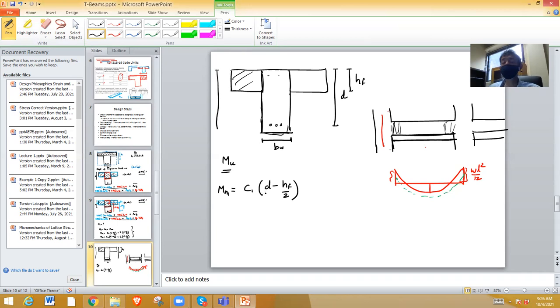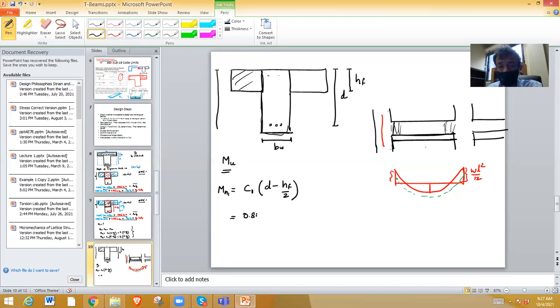Now flange thickness is also already known usually, because that is the depth of the floor slab and that is dictated by the serviceability condition. That means the floor slab should have the deflection limited to a certain value. So the thickness is usually dictated by that criterion. So those are all known in the design problem of a T-beam for positive moment. We only need to find the reinforcement. So C1 times d minus hf by 2, this is Mn1.